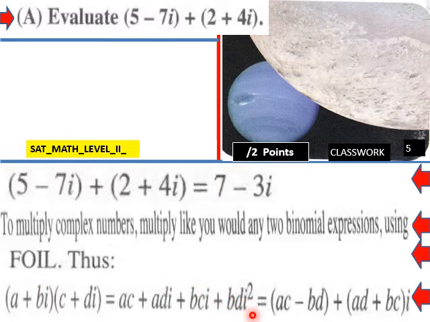Now i squared is -1, right? So bdi squared becomes negative bd. Then we have ac, and then we have ad plus bc multiplied by i. So here will be your imaginaries within these parentheses. So that will be how you would get this sum from that.